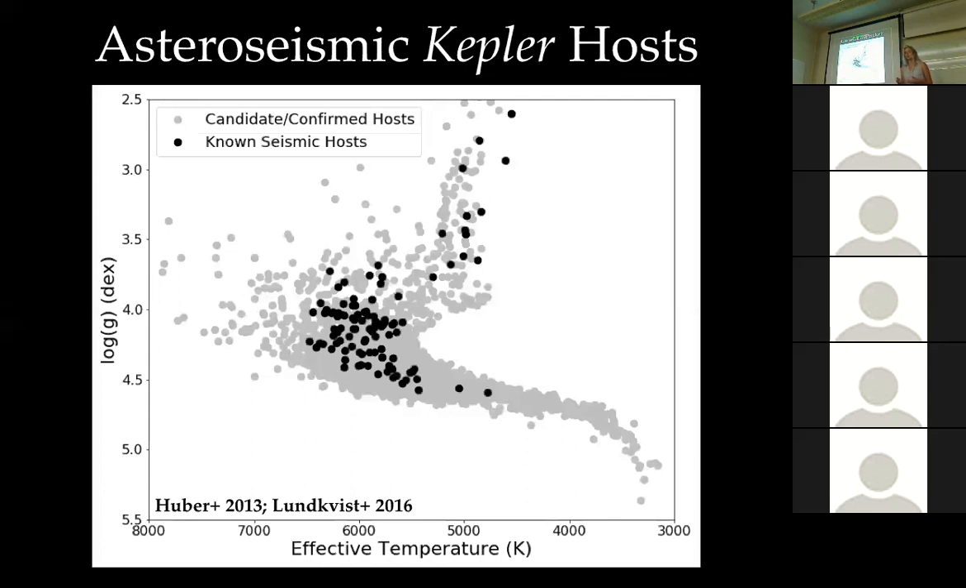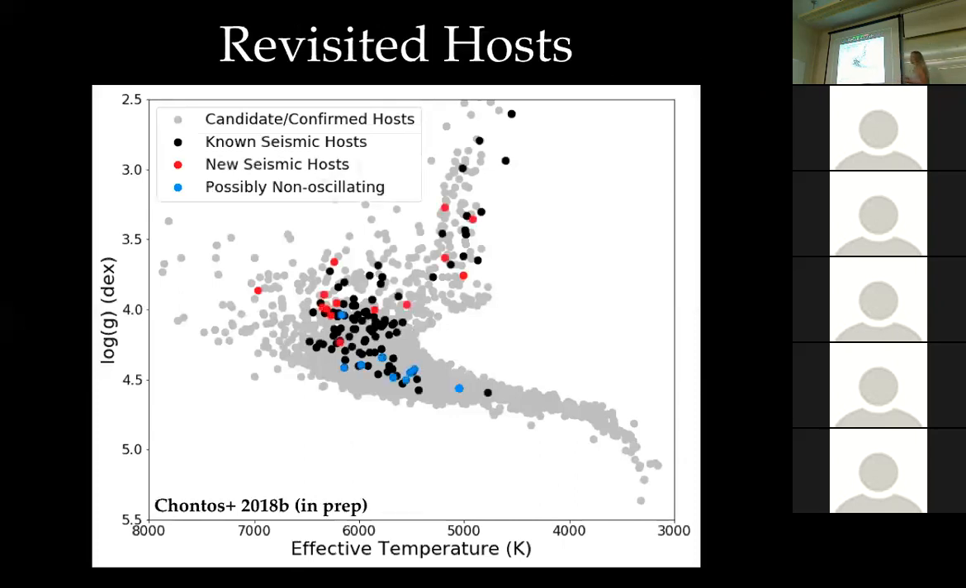However, after these two studies were done, there was a re-release of data. And because my advisor was one of the first authors on one of the catalogs, we figured it was a good idea, as my first-year research project, to go back through the data to do two things. One, to see if we can confirm oscillations in previously known hosts, and two, see if we could find some new seismic hosts. So what I'm showing you here are preliminary results of that study.